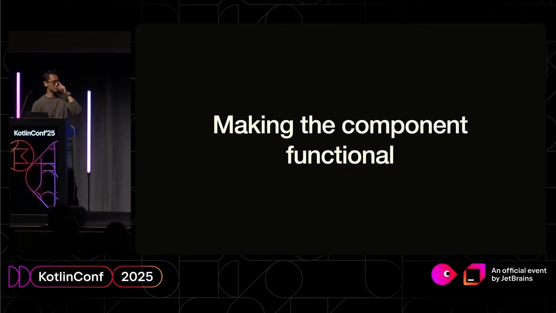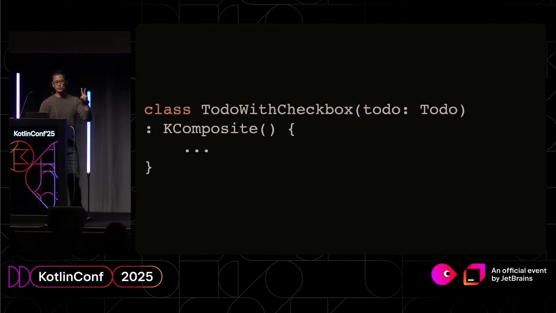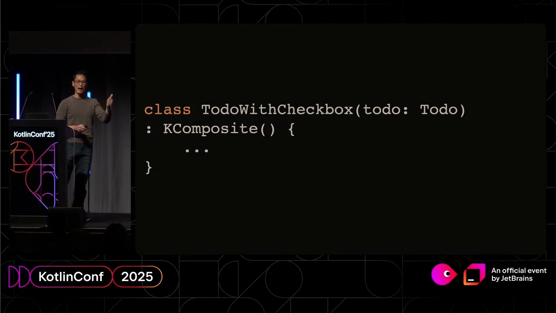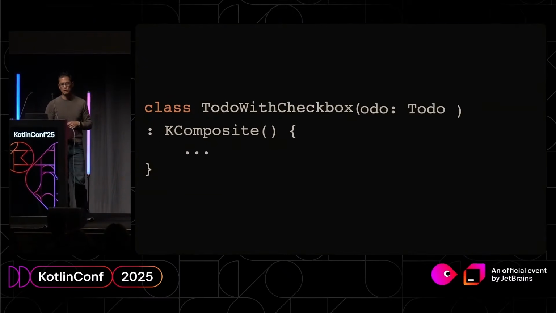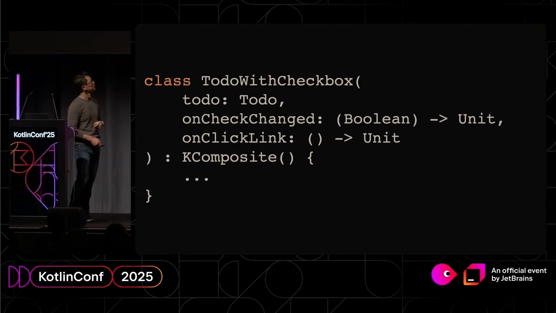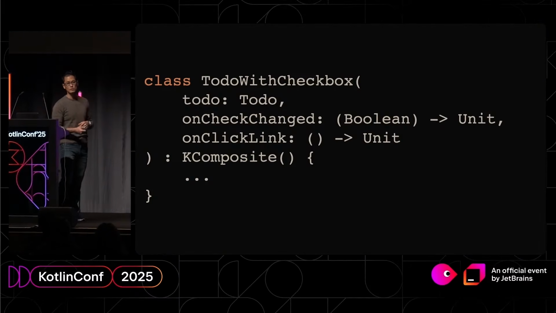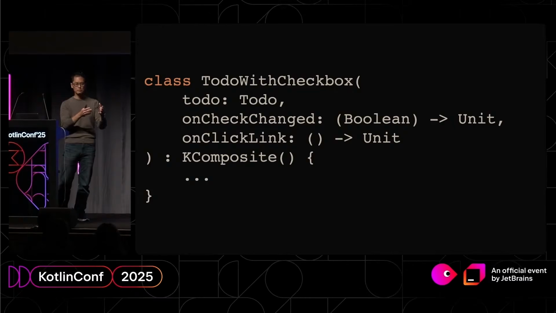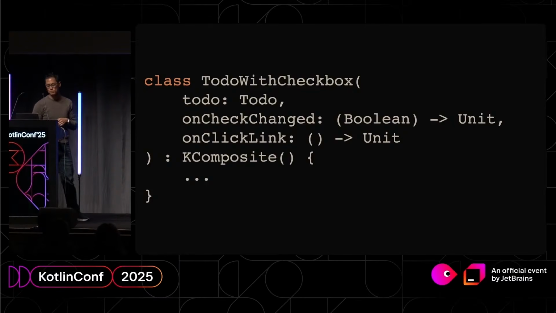OK, let's make the component functional now. So there's two things we want to add to it. We want an action when the edit is clicked, and we want an action when the checkbox is checked or unchecked. Let's start with this. So we're going to pass in two lambdas to the component. And we're going to say, hey, at the call site, I'm going to tell you what to do when you are clicked to open, and I'm going to tell you what to do if you check off the box.